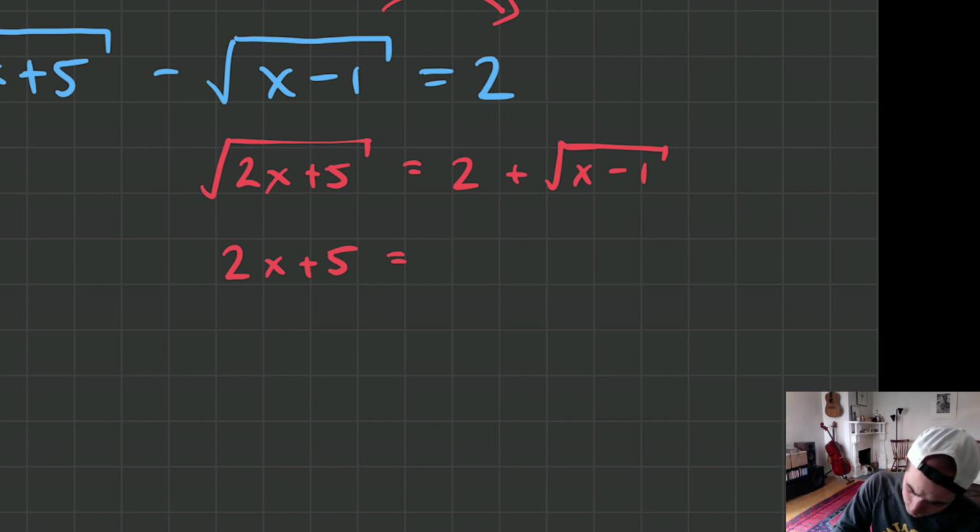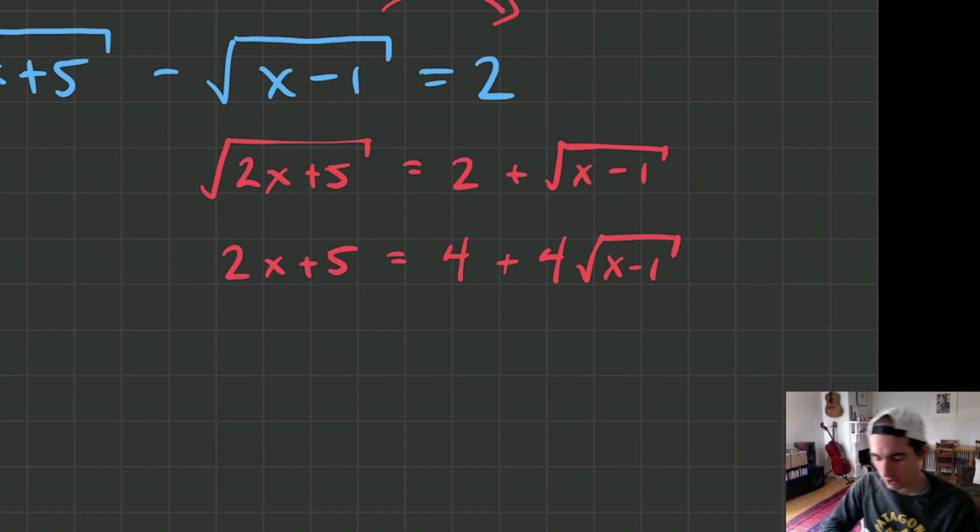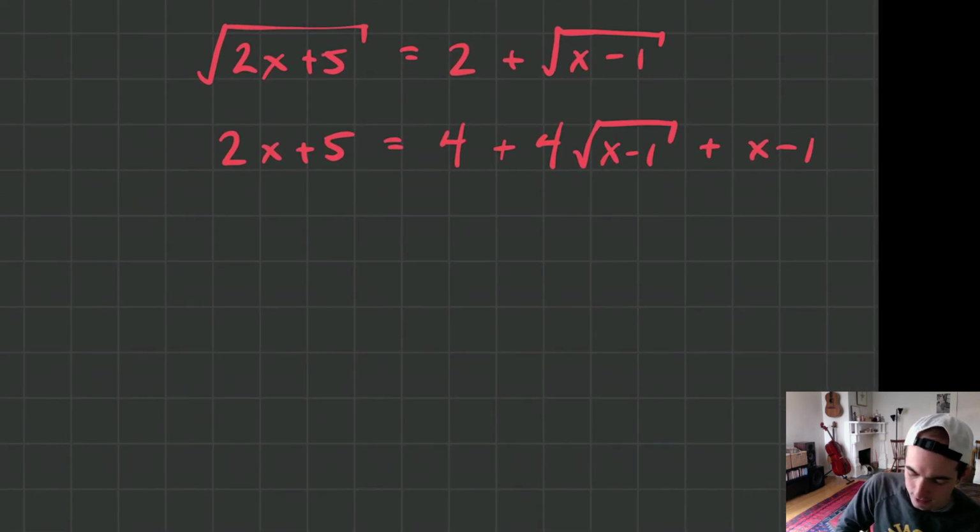Well, 2 squared is 4. Then I'm going to have 2 times root x minus 1 times 2, so in other words, 4 root x minus 1. If you're not sure how I did that, I'd suggest doing a little more practice, because this sort of thing we have to do a lot of. If you don't see how I got that, do a little more of the homework, because this does come up quite a bit.